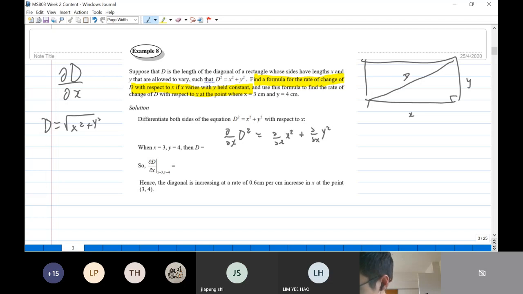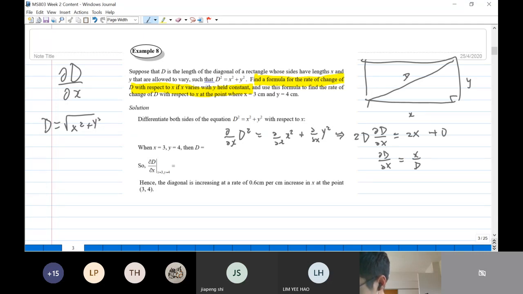Because now, differentiating with respect to d squared, you get what? You get 2d times the partial derivative of d with respect to x, using the normal chain rule. Then differentiate x squared, you get 2x. And differentiate y squared: because y is a constant, you get 0. So the partial derivative of d with respect to x is actually x over d.